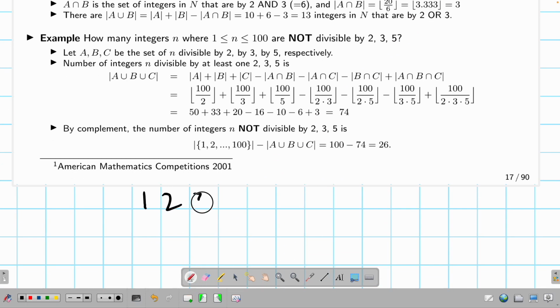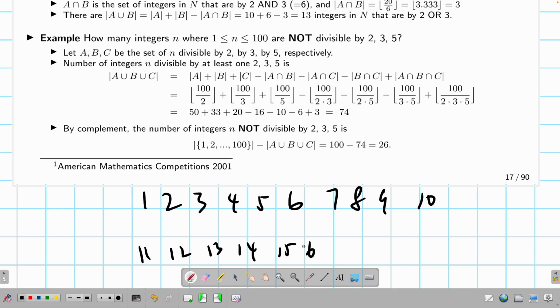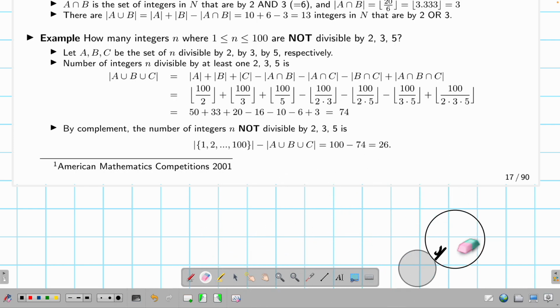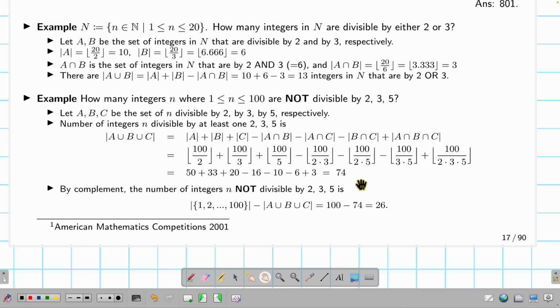So you write down 1, 2, 3, and so on. Divisible by 2 or 3, right? So divisible, yes, yes. Yes, yes. So you count how many ticks, then that's the answer. This is the brute force, which is not an efficient approach. So what about a better approach? The better approach is to make use of the inclusion-exclusion principle.